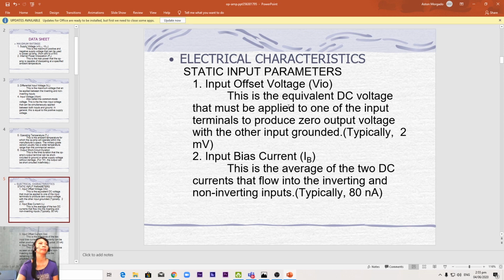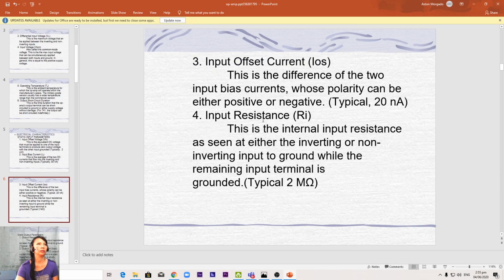And then we have number 3, input offset current, or IOS, typically 20 nanoamperes. This is the difference of the two input bias currents, whose polarity can be either positive or negative. Number 4, input resistance, typically 2 megaohms. This is the internal input resistance as seen at either the inverting or non-inverting input to ground, while the remaining input terminal is grounded.